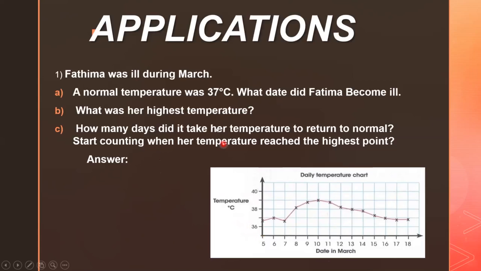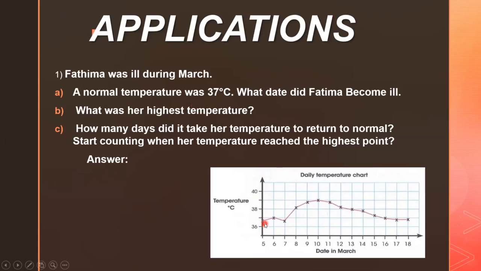So this is the normal temperature, 37 degrees Celsius. A rise above 37 degrees Celsius is not a normal temperature, which means she became ill. Here on the y-axis, you can see 36, 38 and 40. In between 36 and 38, you can see a small division, that is 37 degrees Celsius. So 36, 37, 38, 39 and 40 degrees Celsius. Now, it's already said that a normal temperature was 37 degrees Celsius. So a rise above 37 degrees Celsius means Fatima became ill.